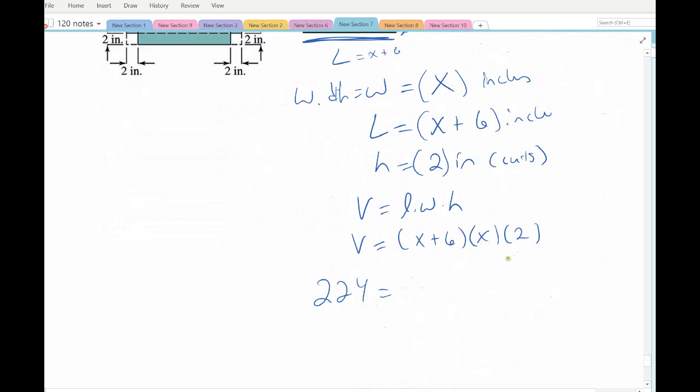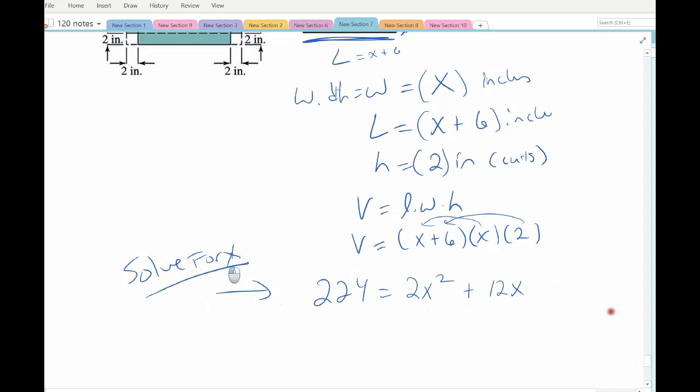I'm going to go ahead and multiply this out. So I'm going to distribute my 2x inside, and so I multiply 2x times x, so I get 2x squared. 2x times 6 will give me 12x. So again, I just multiplied by both the x and the 6 inside. And now this is the equation I want to solve, right?